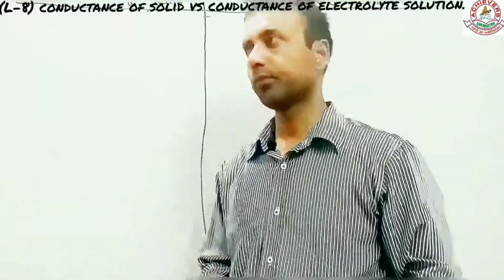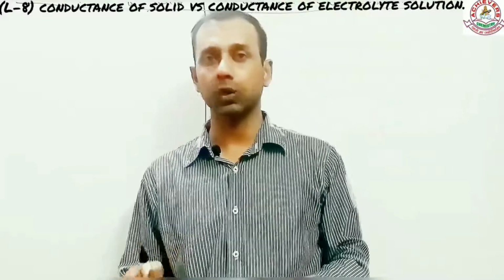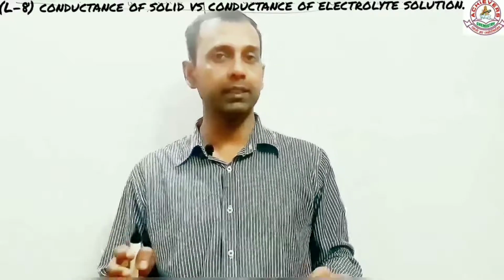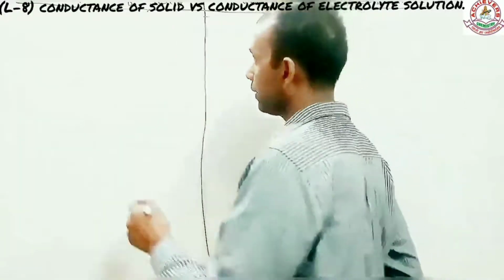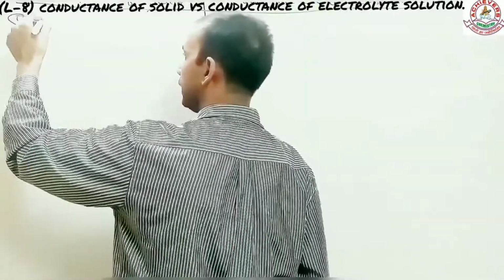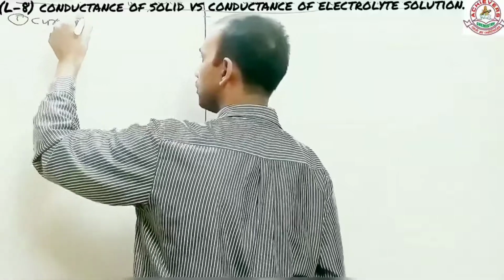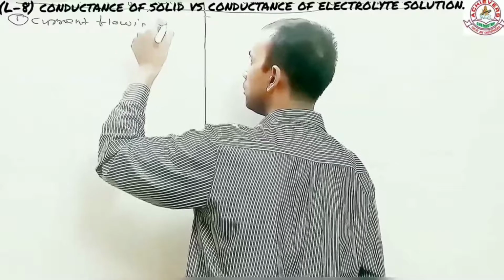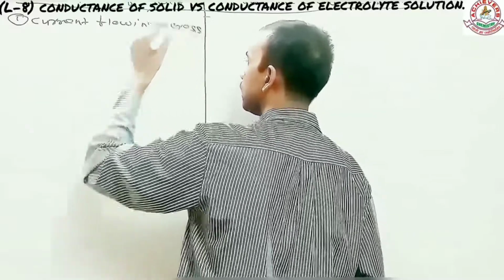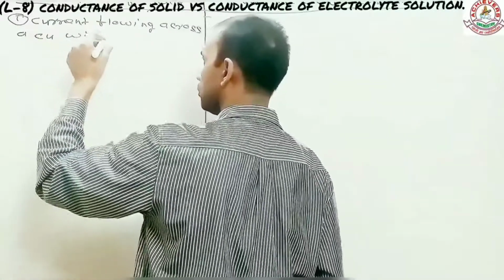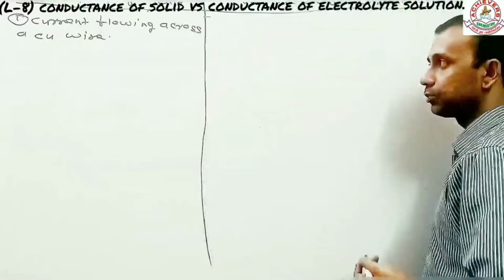Let me take an example. Flow of current through copper wire is an example of conductance through a solid, but flow of electric current through a salt solution is an example of electrolytic conductance, right? So the first thing I'm giving is an example here. Current flowing across a copper wire. This is an example of conductance of solid.